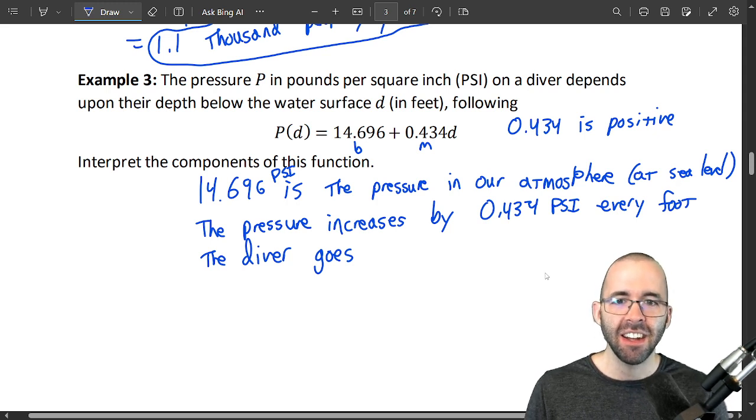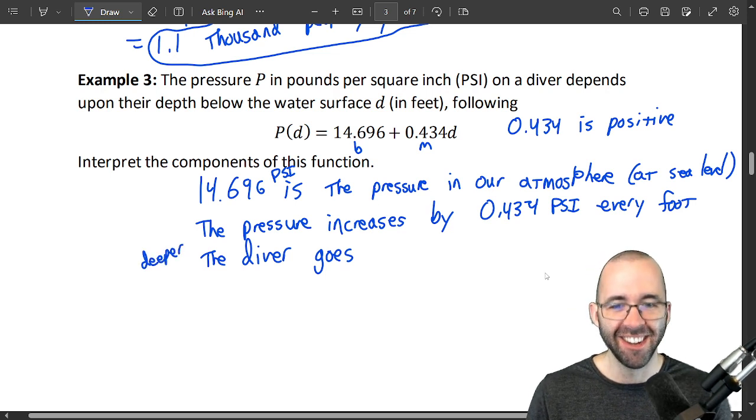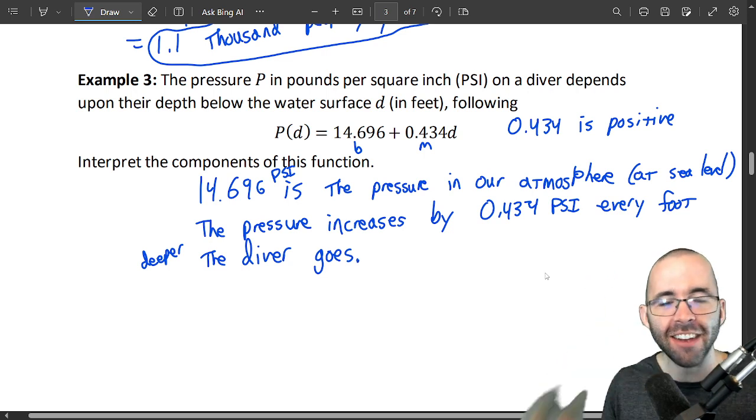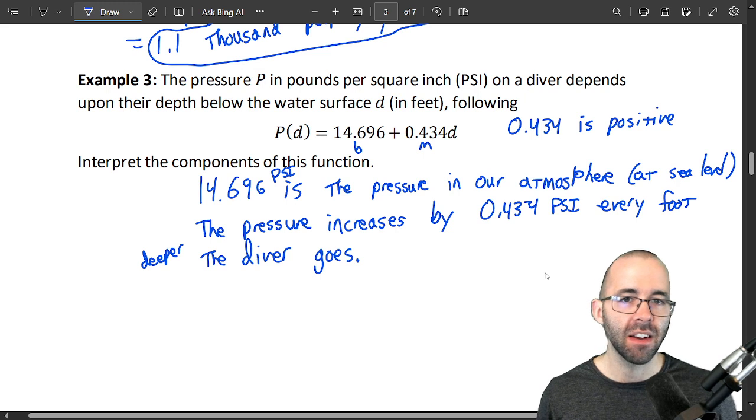English is hard. Every foot deeper the diver dives. I don't know. It doesn't have to be pretty. Just communicate the idea. And that's what we've got here.